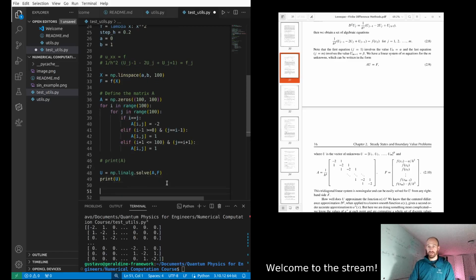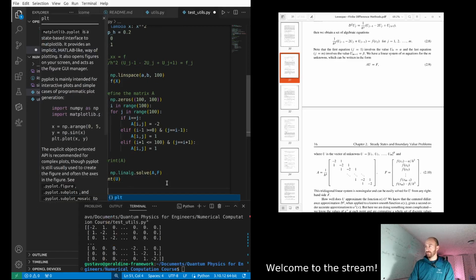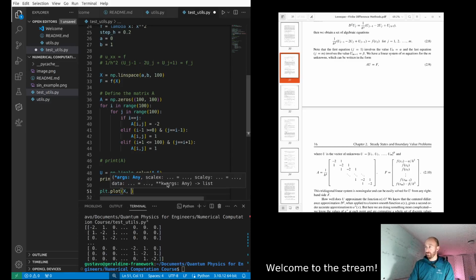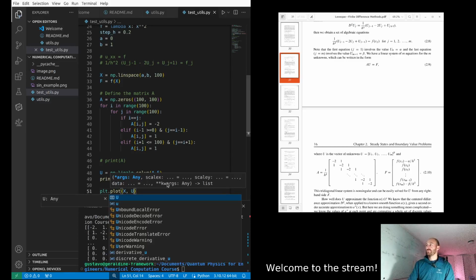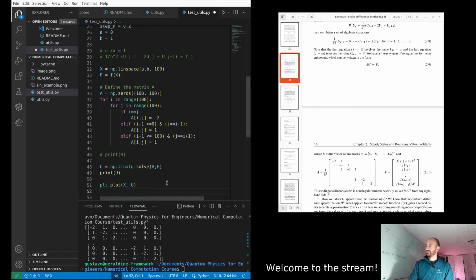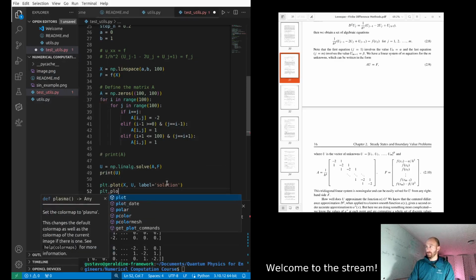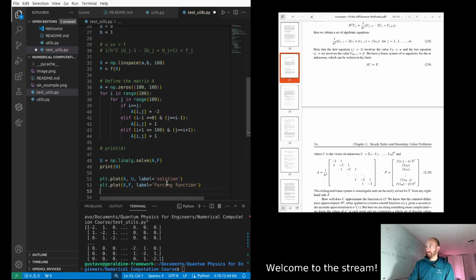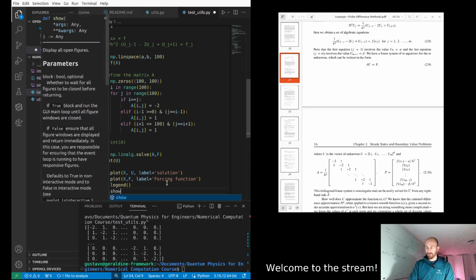And actually we're going to try to plot it right away. So plt.plot. I'm going to put our discretized points and our solution U. And perhaps I'm also going to put the forcing function just to see the effect that it has. So this is the solution, and then plt.plot x comma f, and I'm going to say this is the label, the forcing function, and then plt.legend and plt.show. Let's take a look.